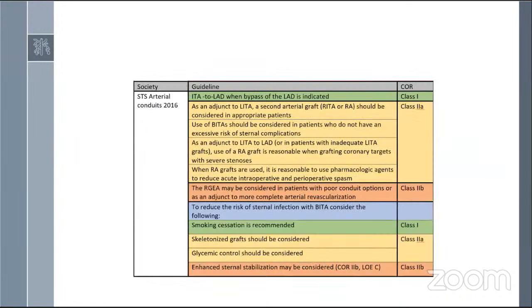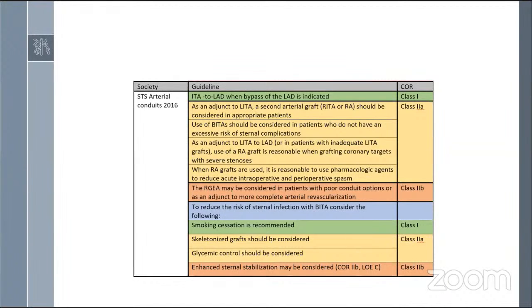The only guidelines I found that only talk about arterial conduit are the STS Arterial Conduit guidelines for 2016. It is class 1 to use the internal thoracic artery to bypass the LAD when bypass of the LAD is indicated. As an adjunct to the left internal thoracic artery, a second arterial graft, RITA or radial artery, should be considered in appropriate patients. Use of the bilateral internal thoracic artery should be considered in patients who do not have an excessive risk of sternal complication.